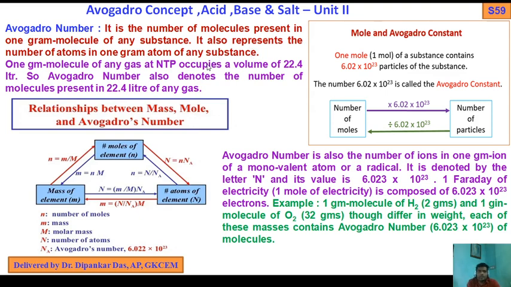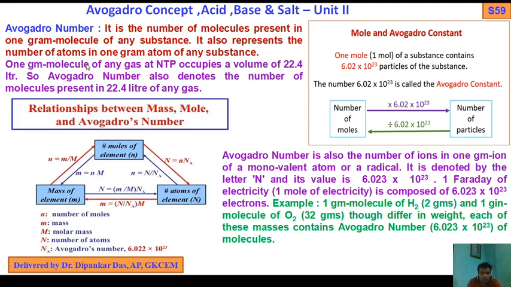So what is Avogadro number? It is the number of molecules present in 1 gram molecule of any substance. It also represents the number of atoms in 1 gram atom of any substance.